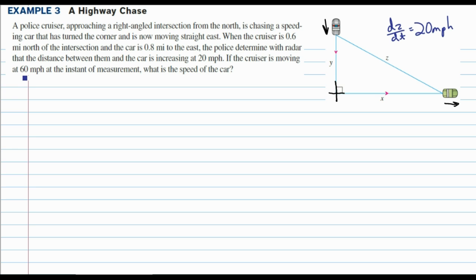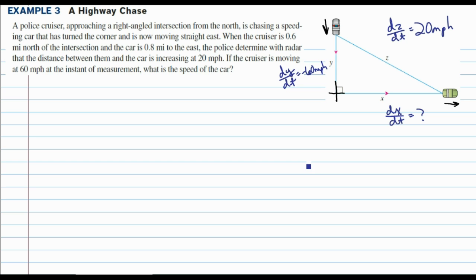If the cruiser is moving at 60 miles an hour, what is the speed of the car? So we're trying to find dx/dt, the speed of the car. That's going to be a positive speed, but we're going to use a negative velocity for y, because the cruiser is closing in on the intersection, whereas the speeding car is going away from the intersection and the distance is getting bigger. So for this cruiser, I want to use not 60 miles an hour, but negative 60 miles an hour.